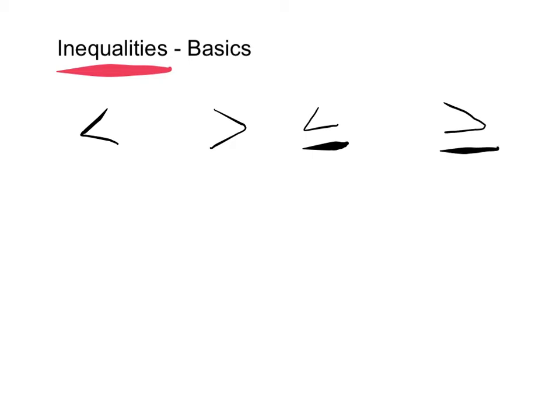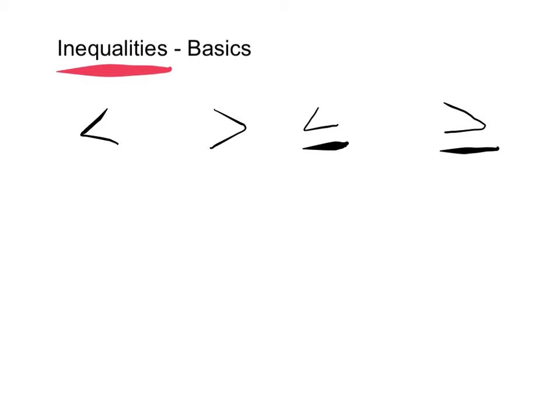So we've been studying equations for a while, but now we're going to talk about something called inequalities. Inequalities are a little bit different than equations because they are not always the same as something. It's more of a comparison. Inequalities have four general symbols: less than, greater than, less than or equal to, and greater than or equal to.